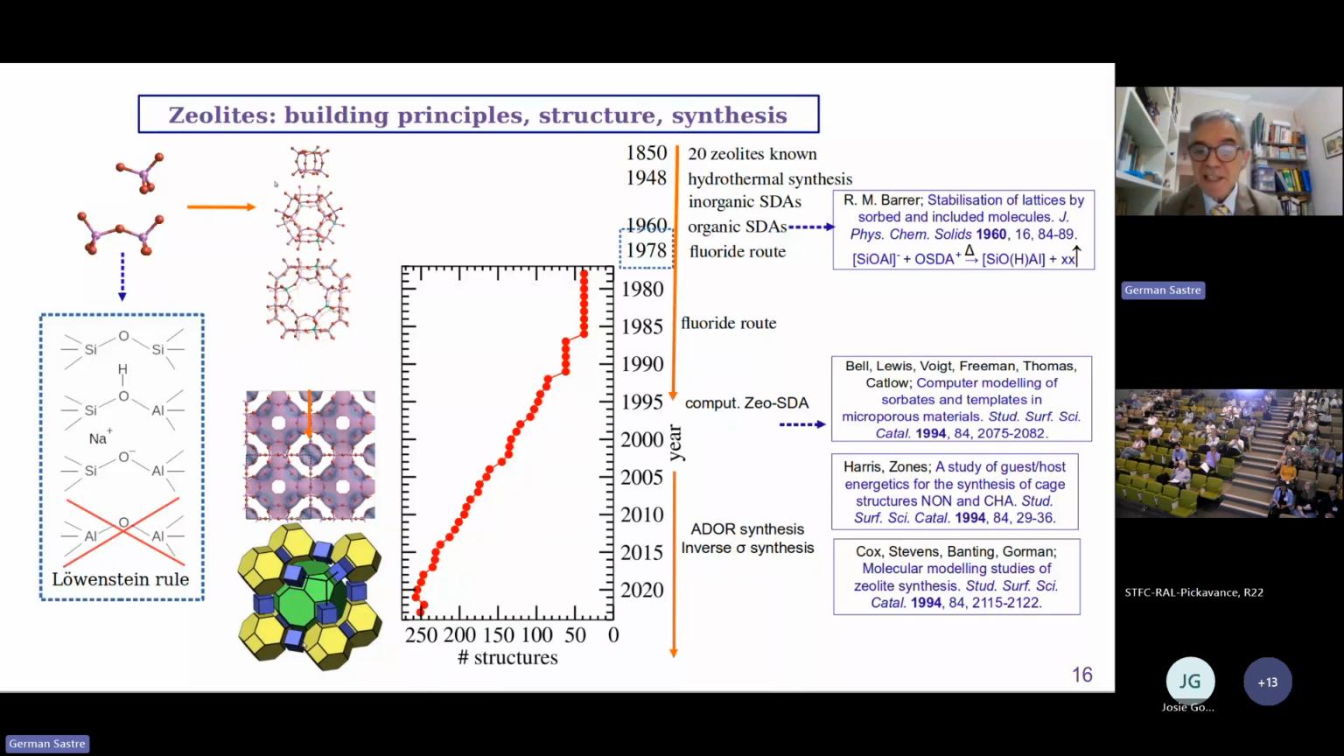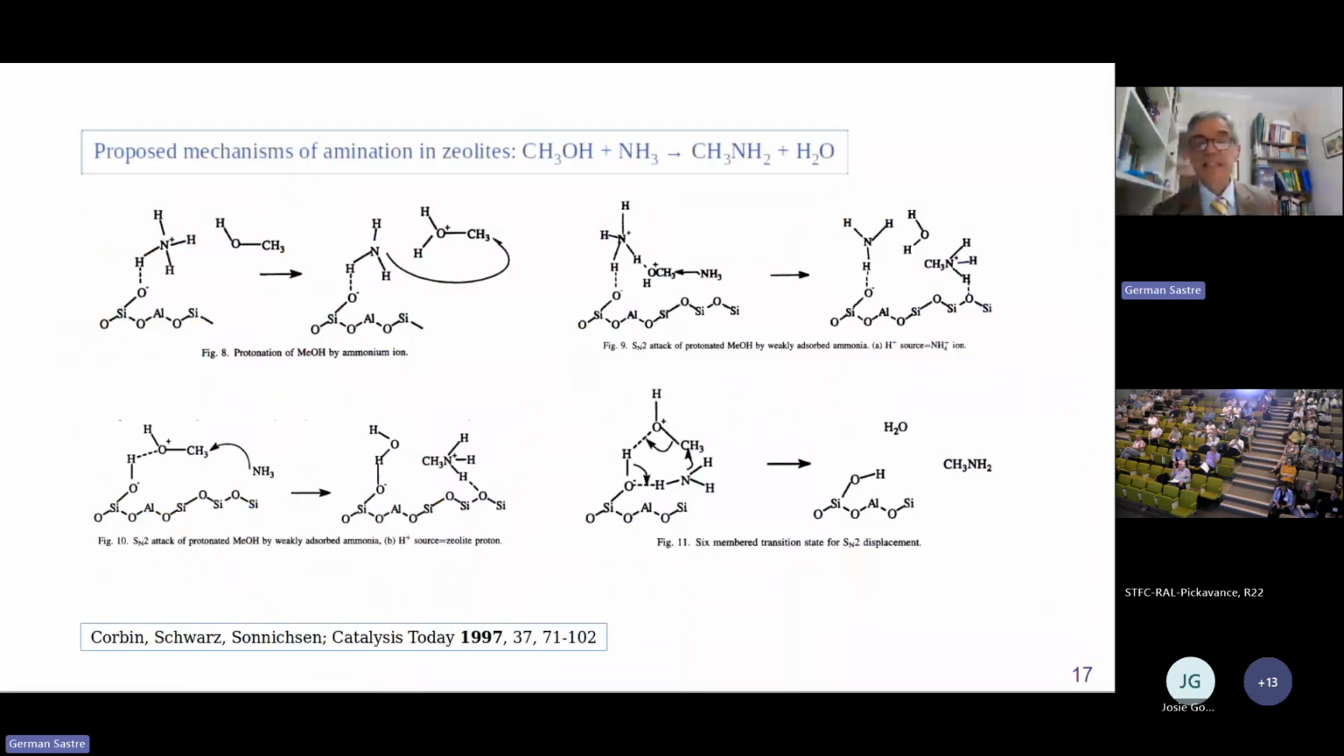And hence obtaining new zeolites is always a good thing in order to find possible new materials that could be good not only for catalysis, but also for separation and other applications. So here I highlight some of the early work in synthesis of zeolites. Barrer introduced organic molecules, and then in the mid-90s, important computational work. Some of the authors are in the audience. And since then, there is a lot of work in zeolites.